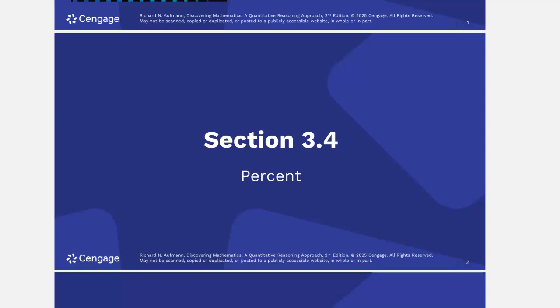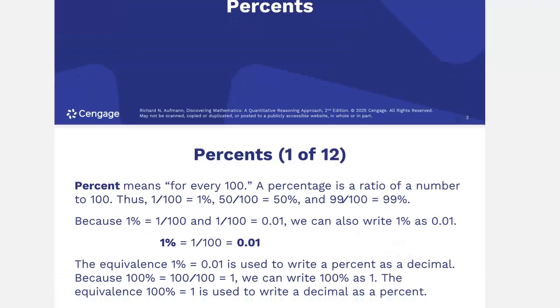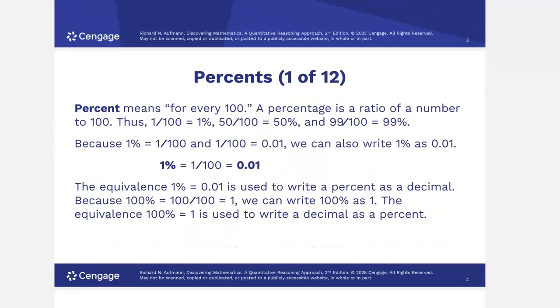In this video, we are going to talk about percents. So when we talk about the word percent, percent means for every 100. And we see fractions, and fractions can be written as percentages. So we're thinking about per 100 or for every 100, which means division. So 1% would be 1 out of 100, 50% would be 50 out of 100, and 99% would be 99 out of 100.